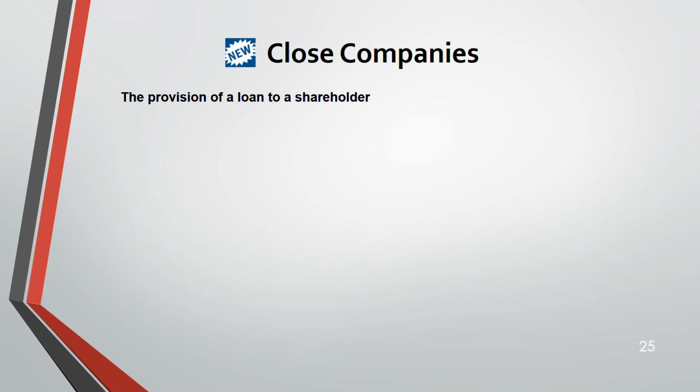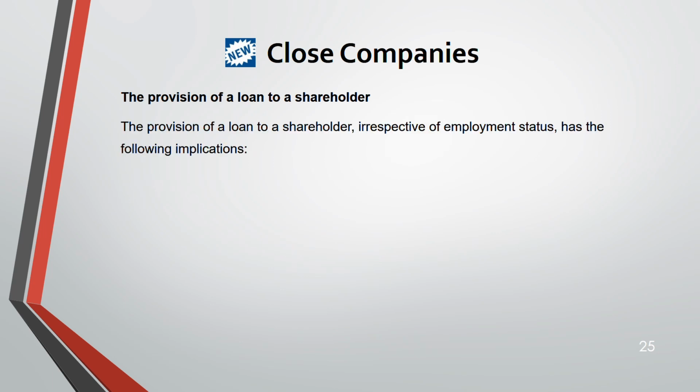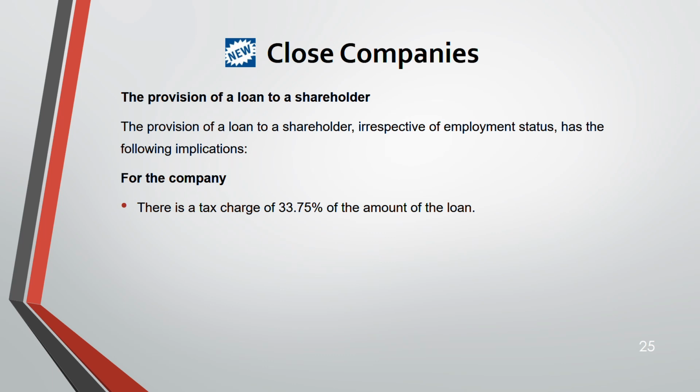The next principle, provision of a loan to a shareholder. There are two things: loan from company to shareholder, loan from shareholder to company. So now you are giving a loan to a shareholder from a company. This is irrespective of the employment status, and has implications for the company. There is a tax charge of 33.75% of the amount of the loan. Because for the company, if you are giving a loan, it will be treated as if you are giving a dividend. That is the dividend rate, 33.75%. For the company, when they are giving a loan to a shareholder, there is a tax charge.